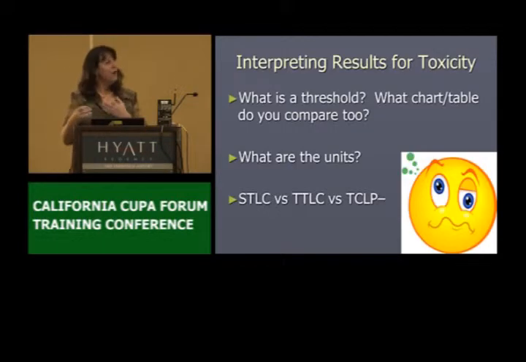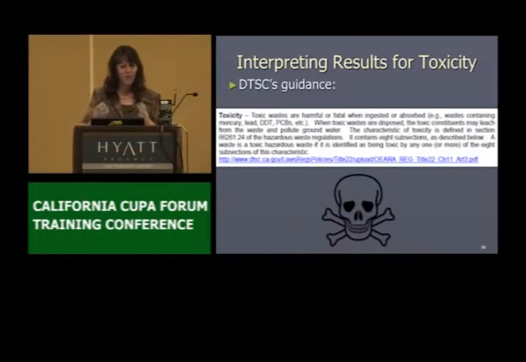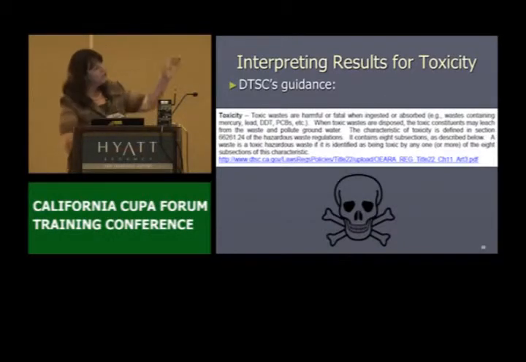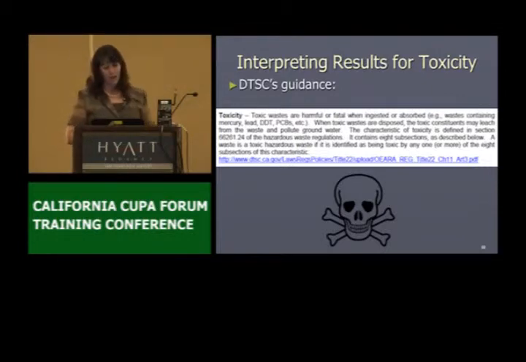So how do you figure out what the threshold for toxicity is? What chart do you compare it to? What are the units? And how do you compare STLC, TTLC, and TCLP? You'll be able to answer these questions in just a few minutes, and then we have a quiz at the end, so make sure you're paying attention. So that's just taking it out of that document, toxicity.